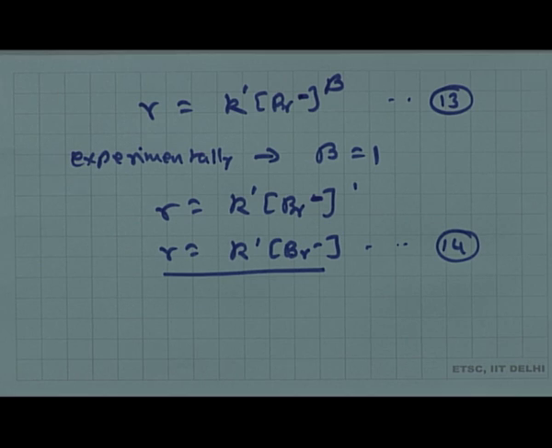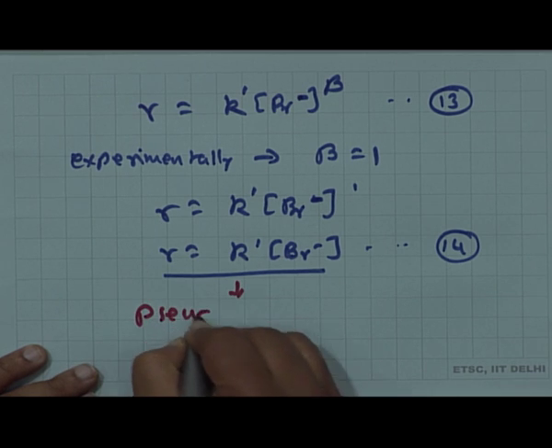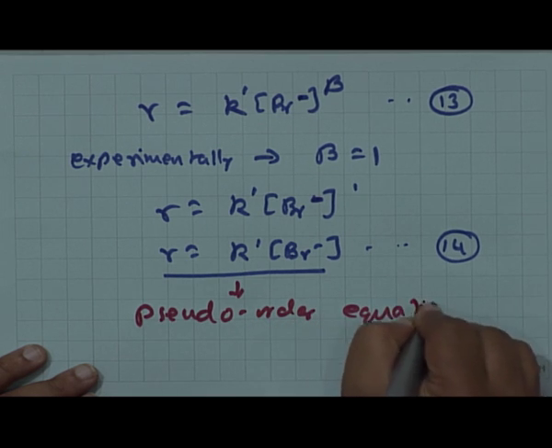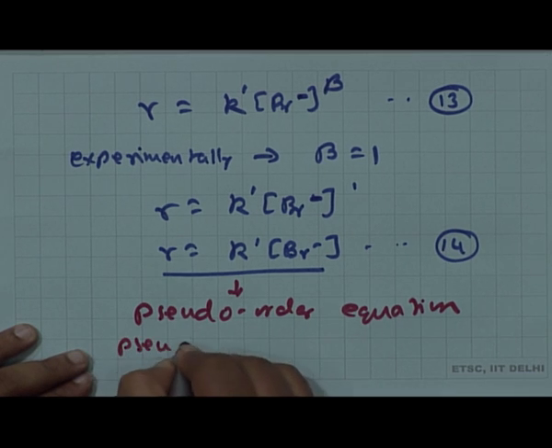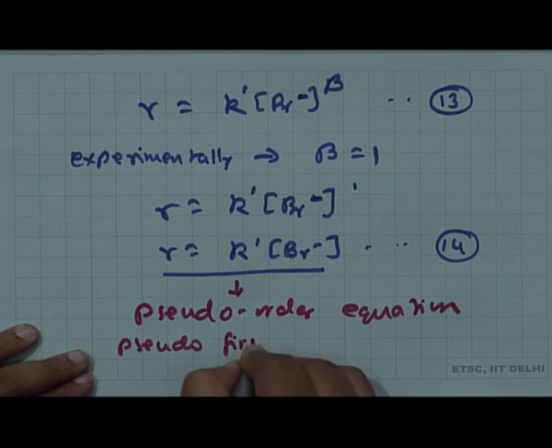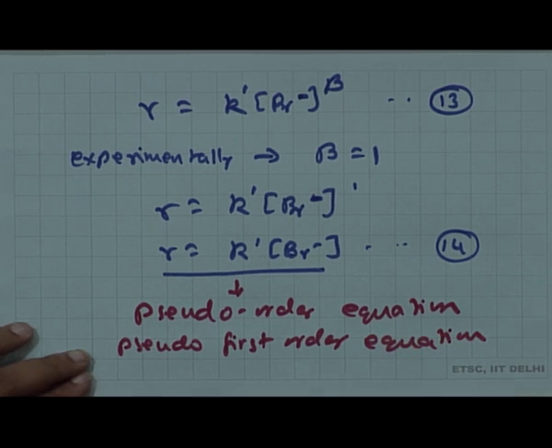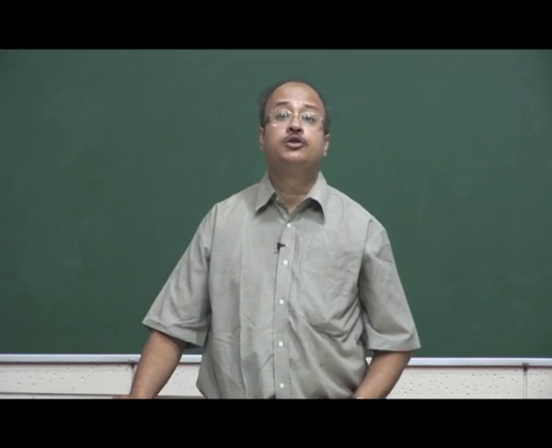So, under these conditions, this equation is a pseudo order equation, and in this case because beta is equal to 1, we say it is a pseudo first order equation. Why? In this case beta is equal to 1.